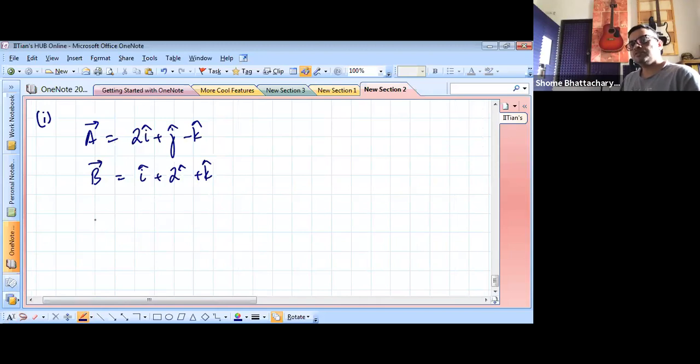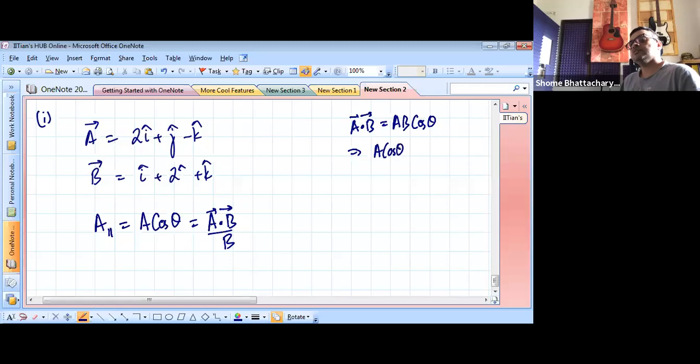So this is given to us. So first of all, let us find this, which is A cos theta, which is by definition going to be A dot B divided by mod B. Because you know by definition A dot B is how much? It is AB cos theta. Okay. So therefore, what is A cos theta? It is A dot B divided by mod B.